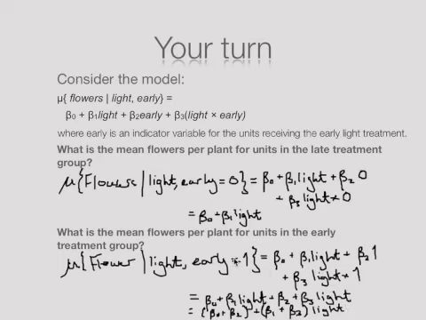The thing to note here is that the mean for these two categories, they're both straight line functions of light, but now they have different intercepts and different slopes. So the intercept for the late group is beta 0. For the early group, it's beta 0 plus beta 2, so they differ by beta 2. And the slope with respect to light for the units in the late treatment group is beta 1. And the slope with respect to light for the early treatment group is beta 1 plus beta 3. So the slope there differs by beta 3.